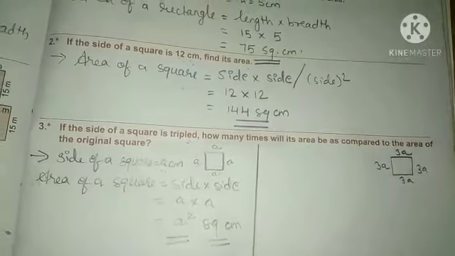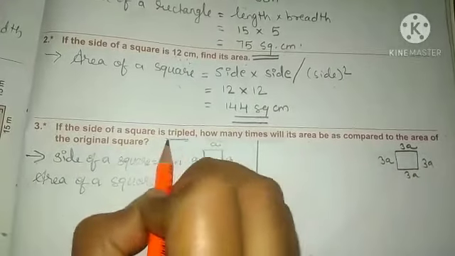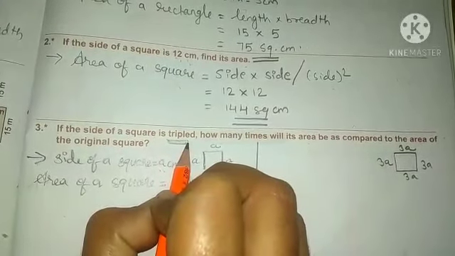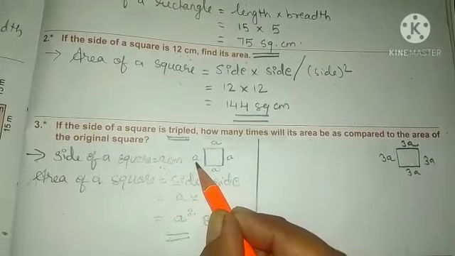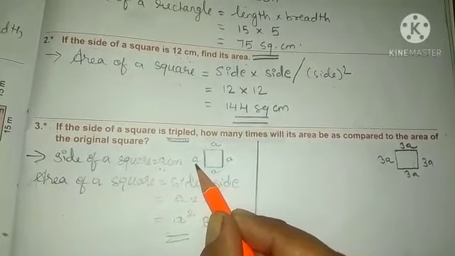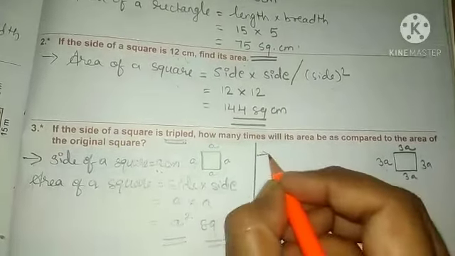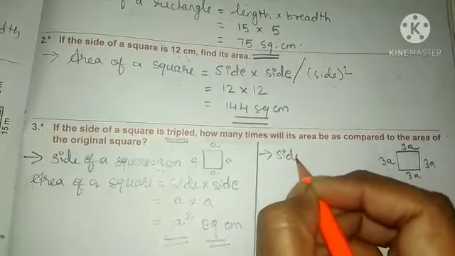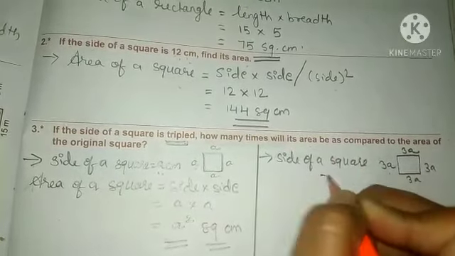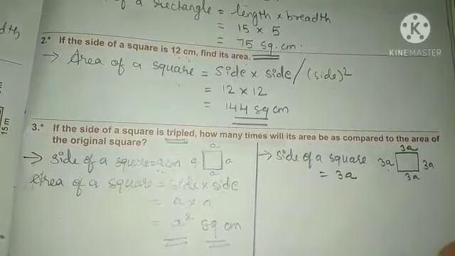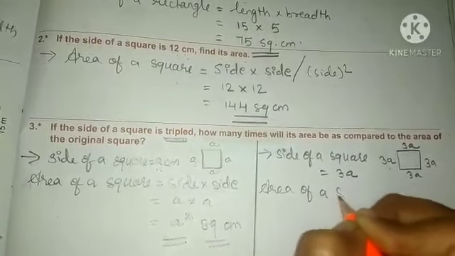Clear? Understood everyone? From where we have taken 3A, we have to take triple. So for old one, what we have taken side A. So you have to take triple. 3 times you have to take A. So you will get that is 3A. So here what will be the side of a square? That is 3A.